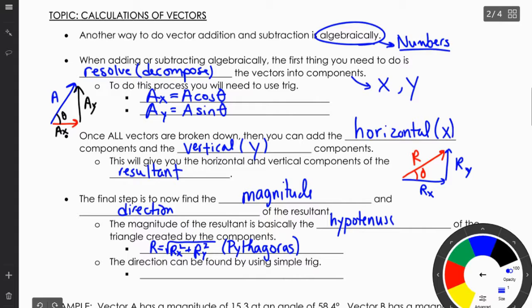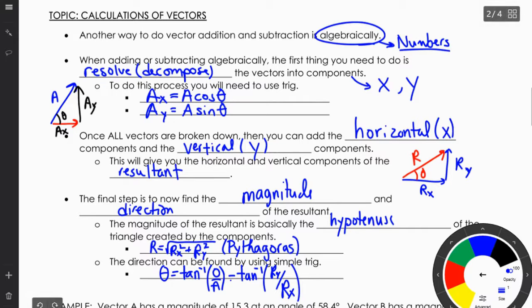And the direction can be found by using simple trig. So I have the opposite and adjacent sides. Well, that's the tangent. But I'm not looking for the ratio, I'm looking for the actual angle. So I'm just going to do the inverse tangent of opposite over adjacent, which just breaks down to be our y value divided by our x value. Our y divided by our x.